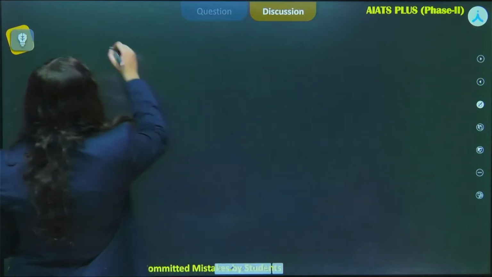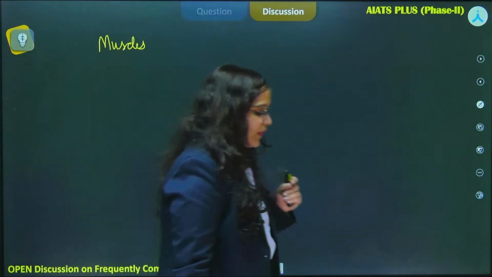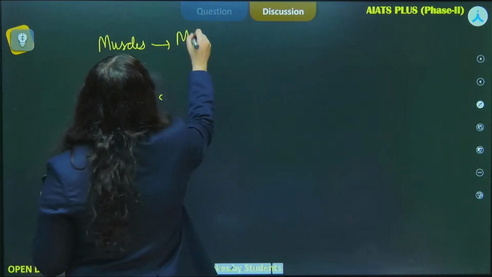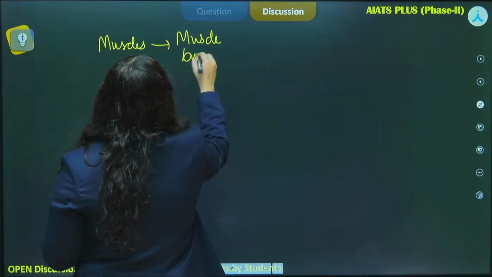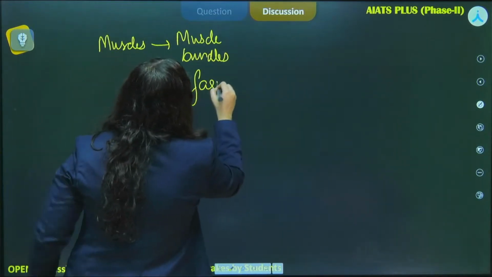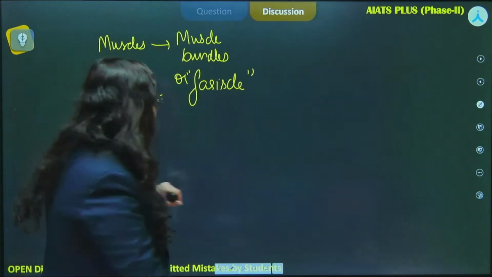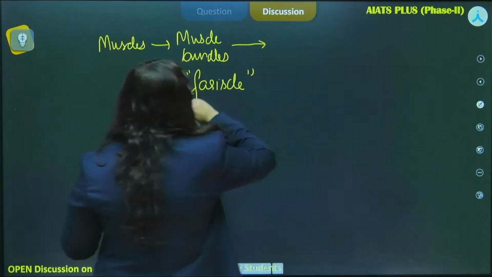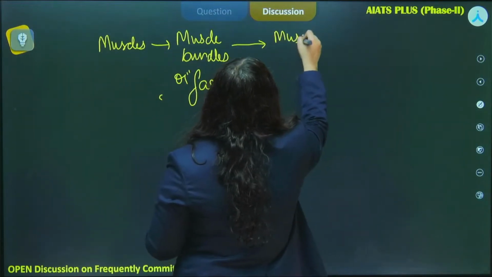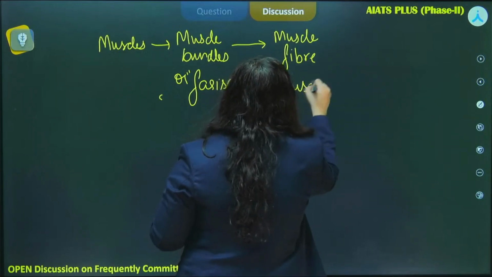So basically we all know that our muscles are made up of various muscle bundles, and these muscle bundles are also known as fascicles, as our NCERT states. Alright. Further, our muscle bundles, if we do a microscopic analysis, they are said to be made of muscle fiber, which is also known as the muscle cell.